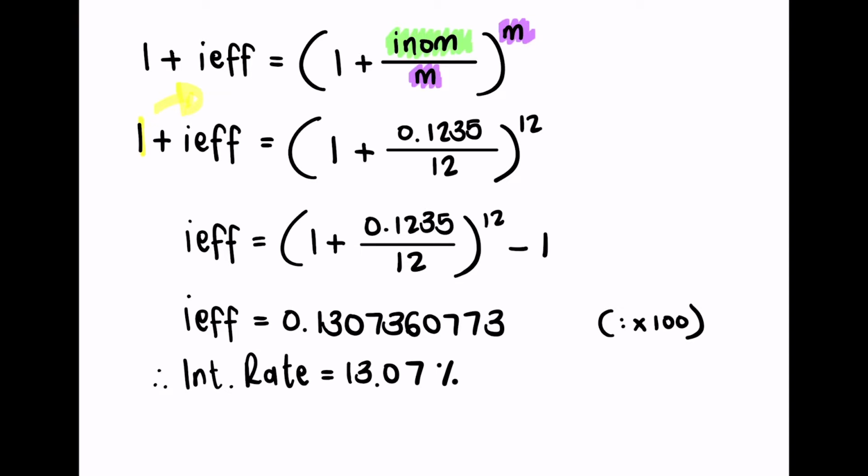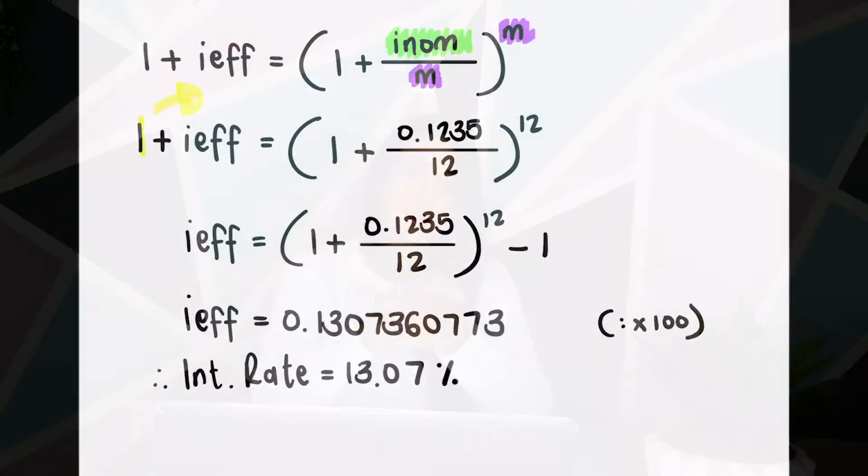13.07%. Now you can see that the nominal interest rate was 12.35 and the effective interest rate is 13.07, and 13.07 is bigger or higher than the 12.35 because the effective interest rate is greater than the nominal interest rate.